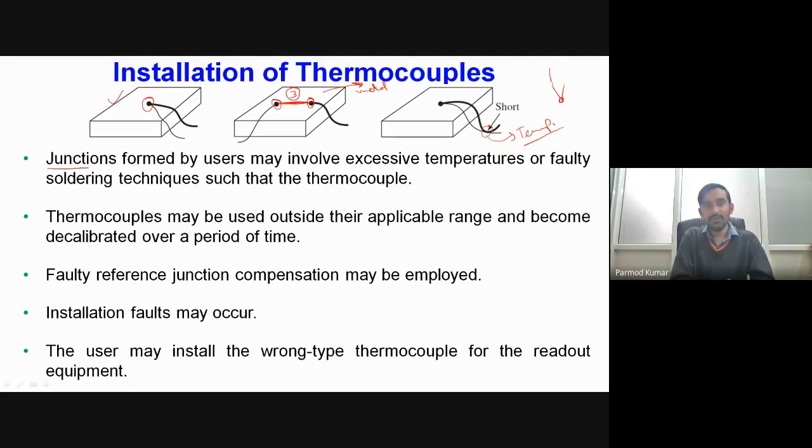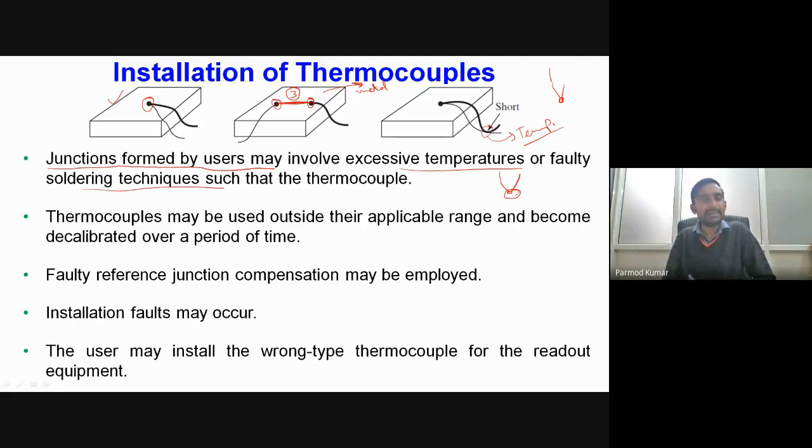So we may have junctions which are formed by users, and these may involve excessive temperatures or faulty soldering techniques. For example, while you are fabricating the thermocouple bead, at the time we are creating this junction, we may have excessive heating because of the soldering. Such issues will cause errors in our measurement.